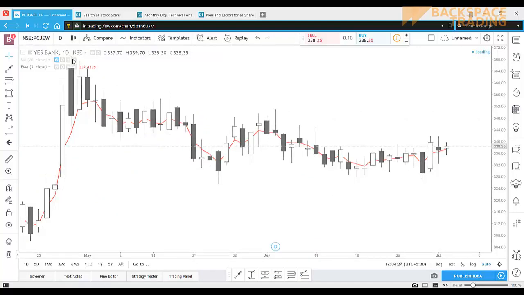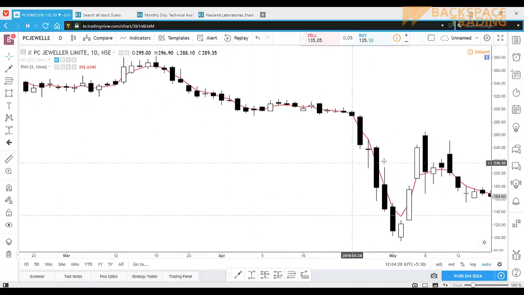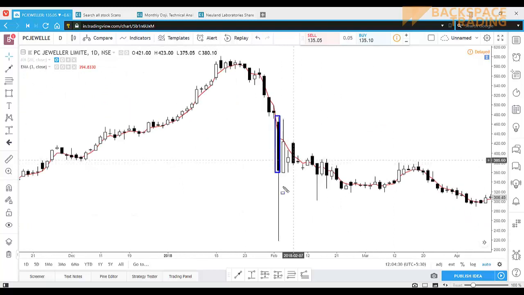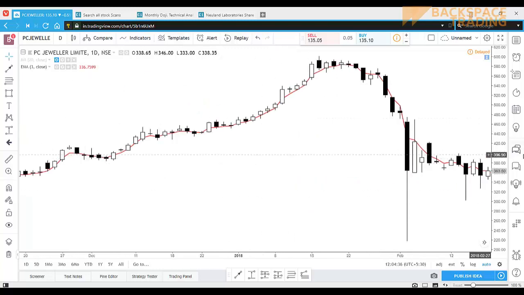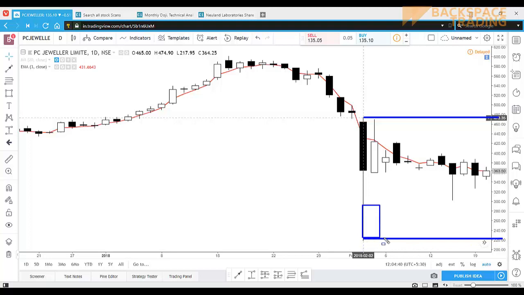PC Jeweler, you just saw it, right? I'm talking about the climax candle. That's what I'm saying. This was a huge climax candle. You see, this was a whole 1 day, but the price started from 473 and came down till 220. Do you think at this zone people will have the fear?